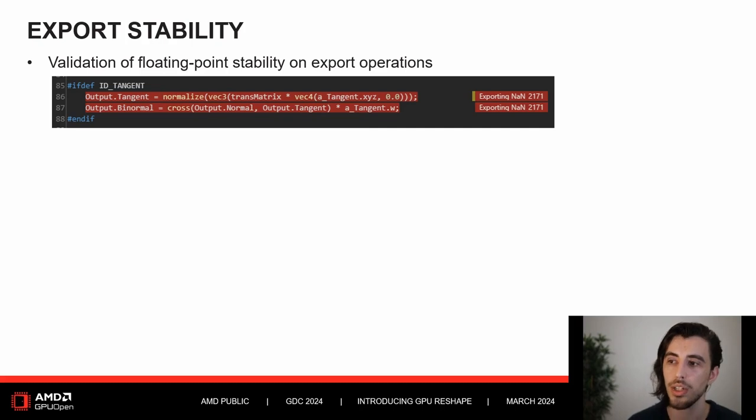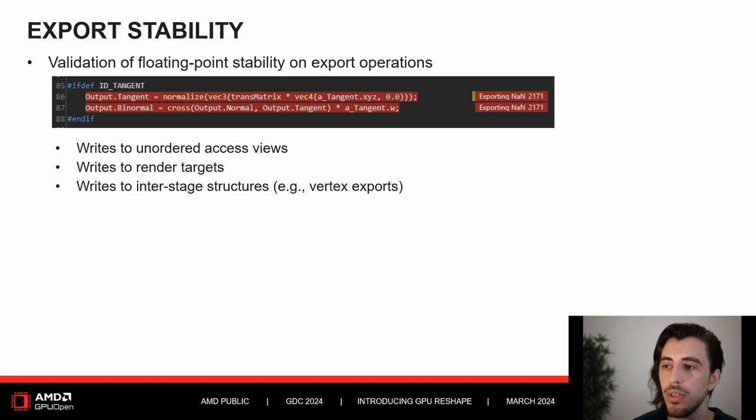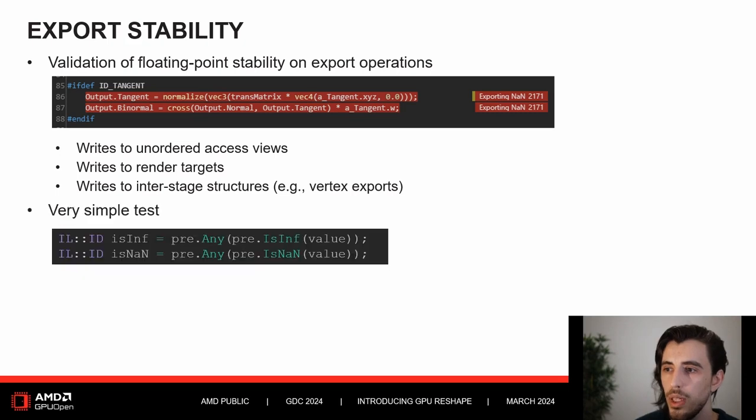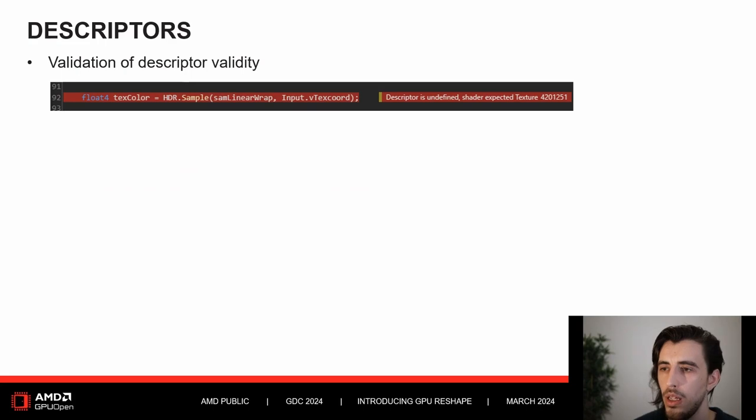Another feature is the validation of floating point stability. This happens on UAV writes, render target writes, and inter-stage data like vertices. The test itself? Well, just check if the value in any given dimensionality is either infinite or not a number. If either, we got an error. So it's nice and simple. On the descriptor side, invalid descriptors is probably the easiest way to crash the GPU.